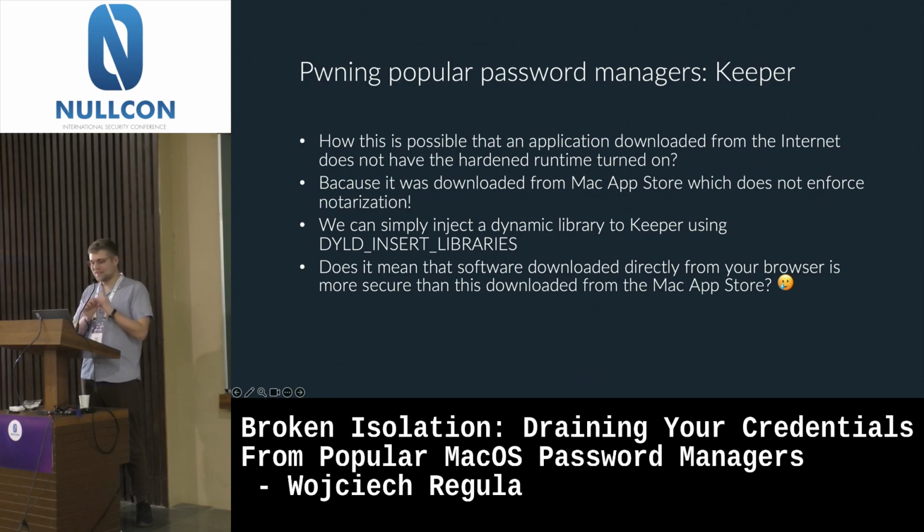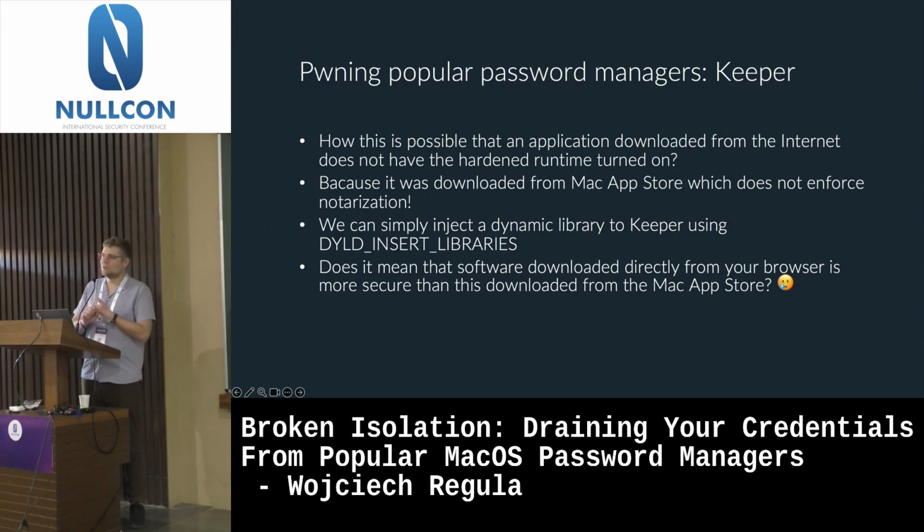And the thing is that because Keeper has been downloaded from the Mac App Store, the notarization doesn't happen, and it's not required. So, does it mean that apps downloaded from the internet are more secure than those downloaded from the Mac App Store? Because notarization is the mechanism that verifies apps for malware, etc., and enforces all the hardened runtime stuff. It makes sure that get-task-allow is not in there. So, in the Mac App Store, there is no such requirement.